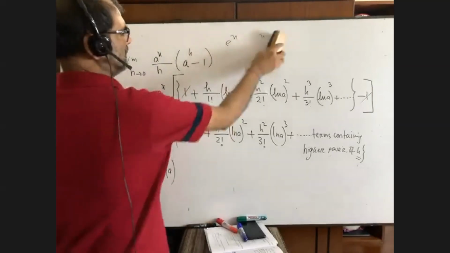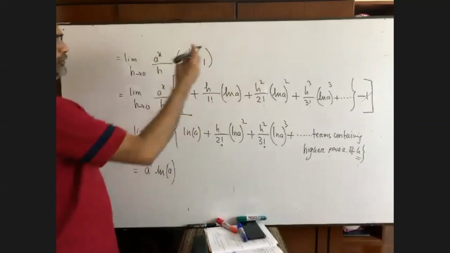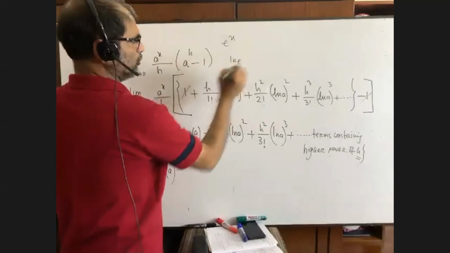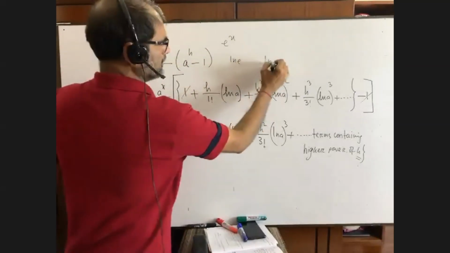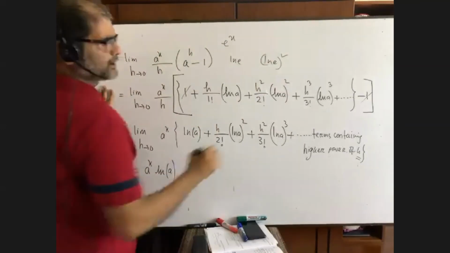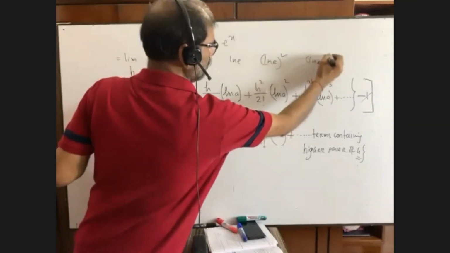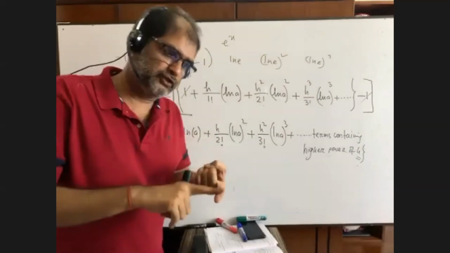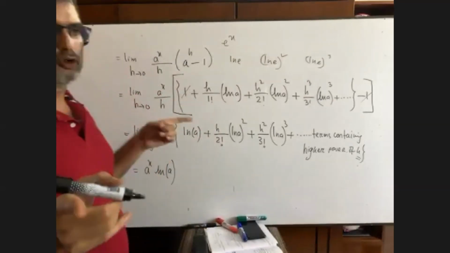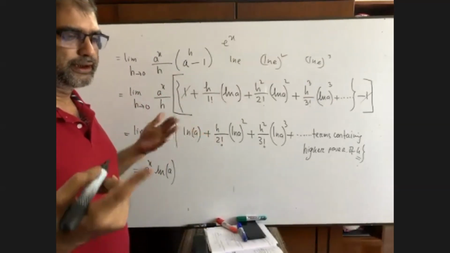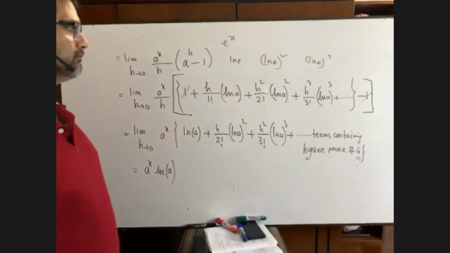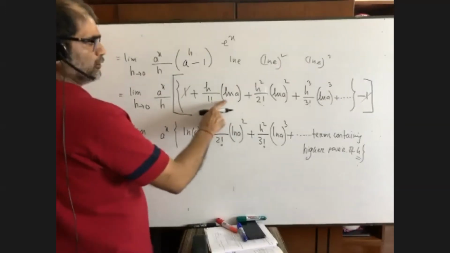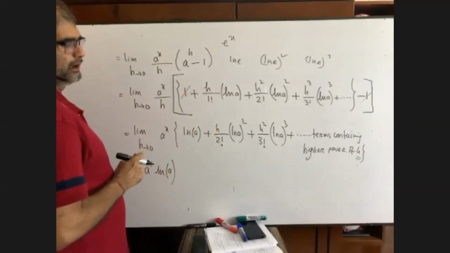But for your kind information, for e to the power x, it is also ln, but ln e is 1. Ln e whole square is 1, ln e whole cube is 1. For e to the power x, there is also ln e, but ln e equals 1. Yesterday I told you ln e equals 1. I think you have got me.